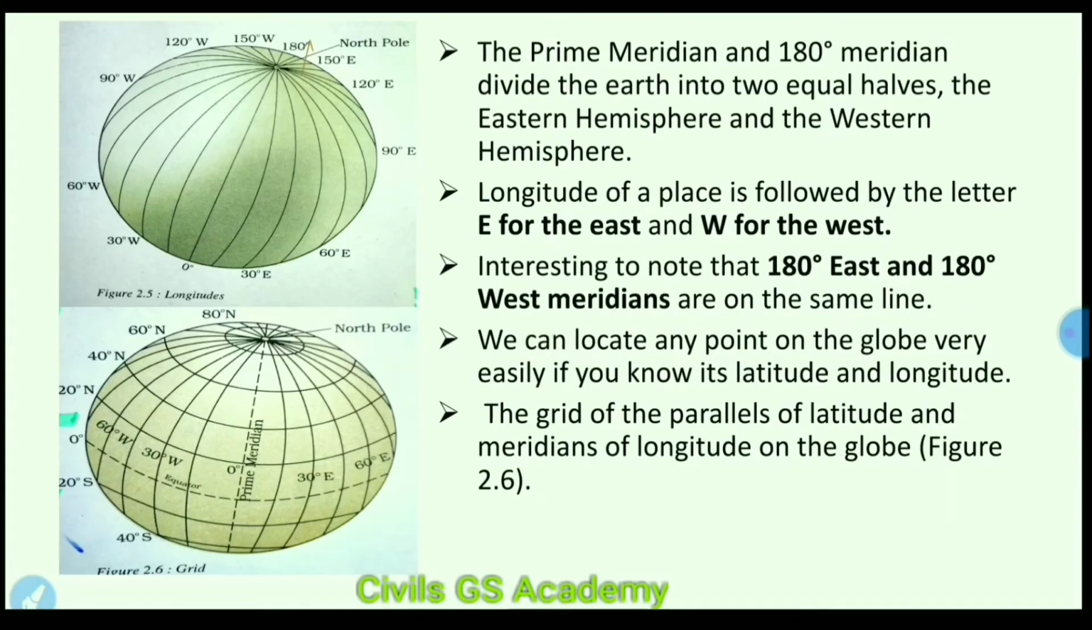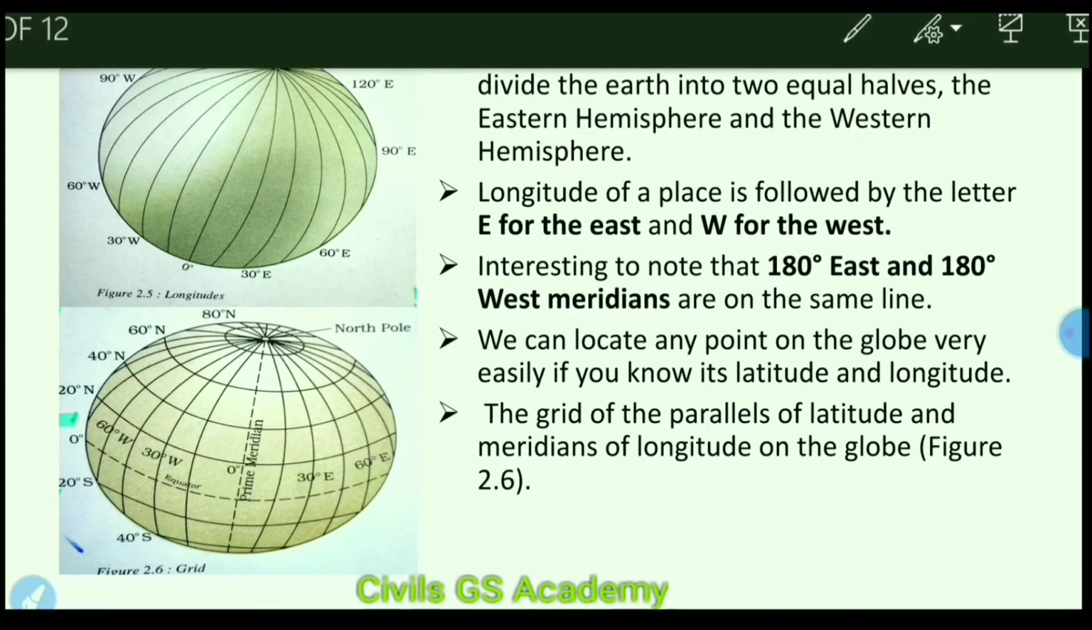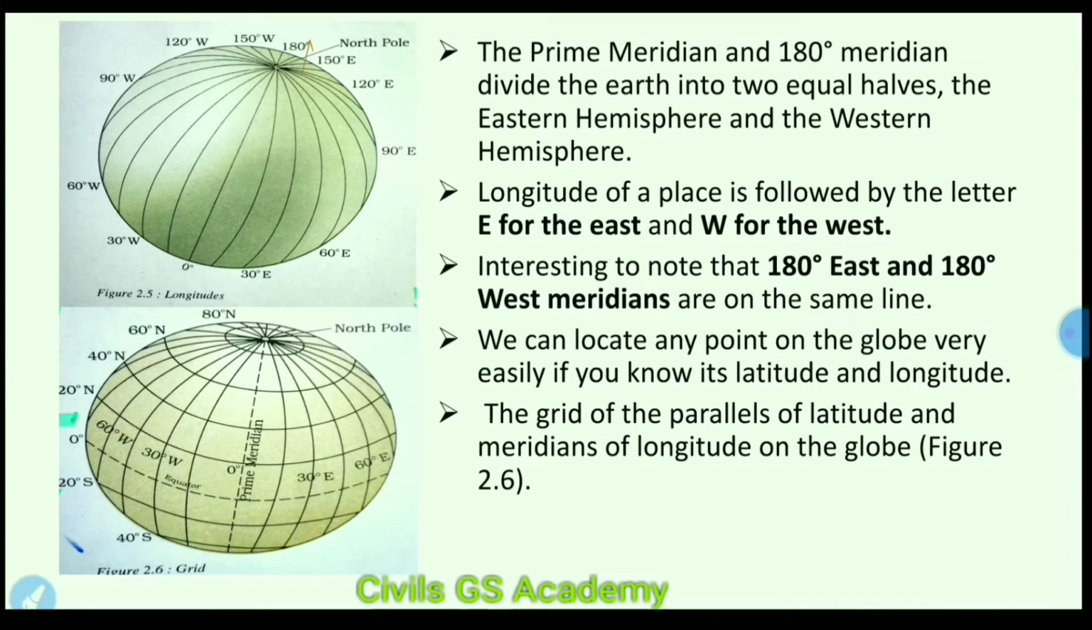See here. The prime meridian and 180 degree meridian divide the earth into two equal halves, the eastern hemisphere and the western hemisphere. Longitude of a place is followed by the letter E for the east and W for the west. Here's one interesting fact: 180 degree east and 180 degree west meridian are on the same line.